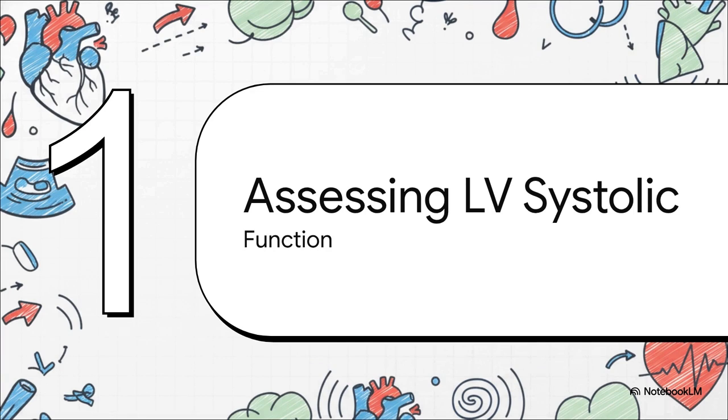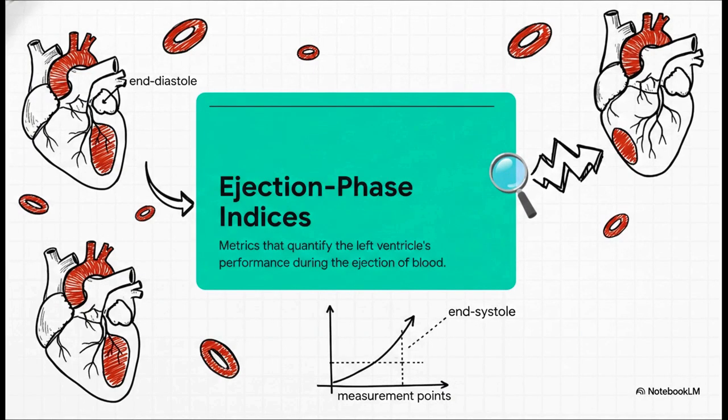All right, first things first, we're focusing on the absolute engine of the entire system, the left ventricle and its systolic function. We're going to build a solid foundation, starting with the basic metrics you'll use every single day, and then we'll move into some more advanced concepts that tell us about the health of the heart muscle itself. At the heart of it all, no pun intended, are the ejection phase indices. These are your bread and butter measurements.